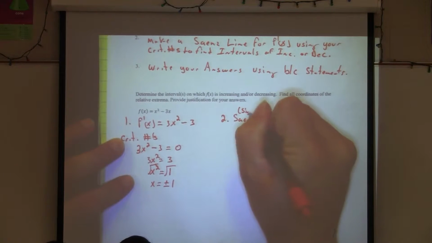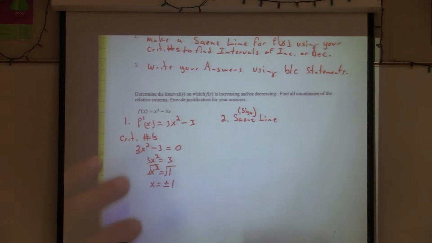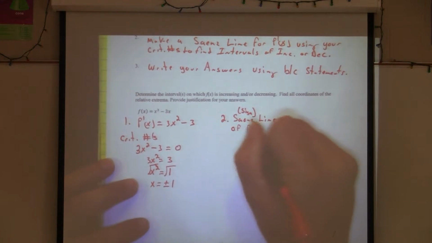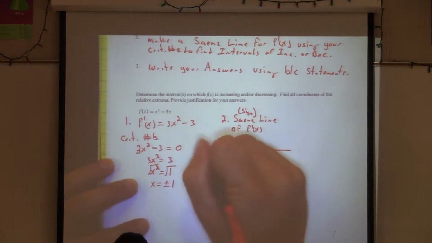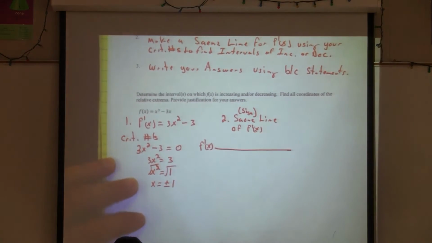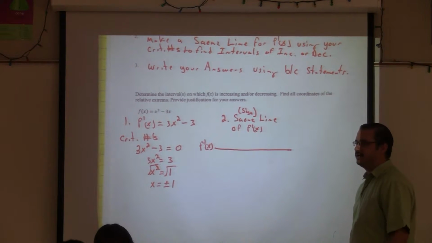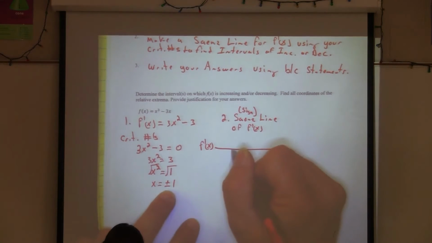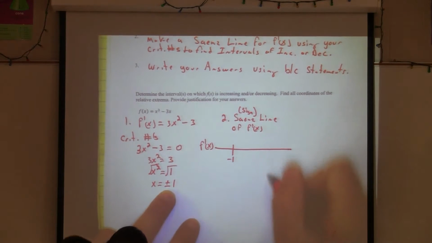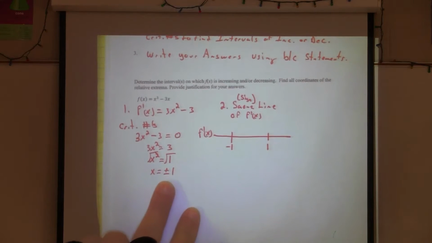Good? And it's of the derivative. So make sure when you draw your sign line, you label it as the derivative. The sign line is just like a number line. And on that number line, you're going to put your critical values. So what was the first critical value? -1, and your second one? +1. Put them in the correct order, okay?